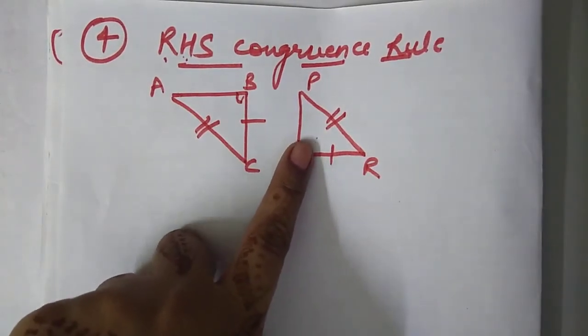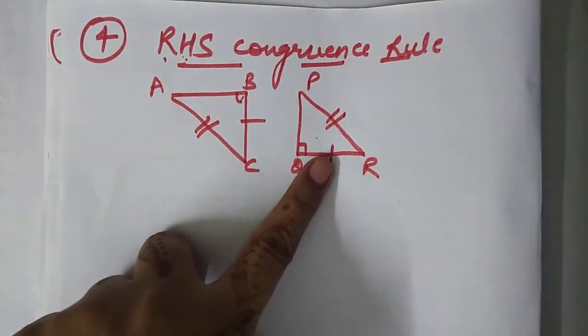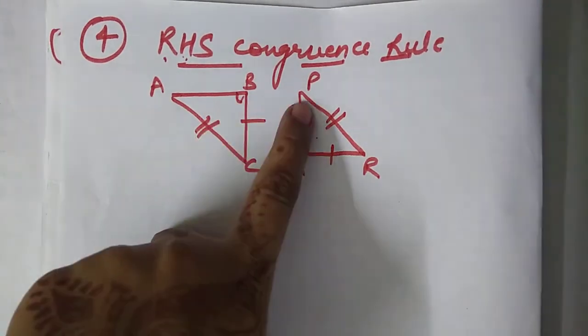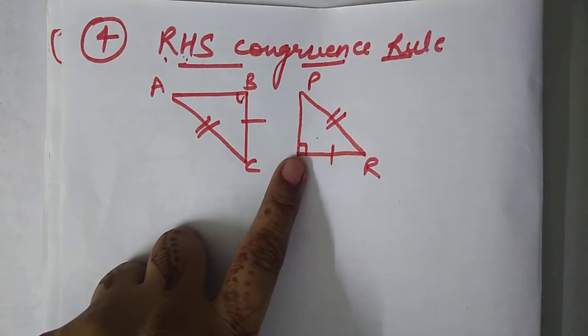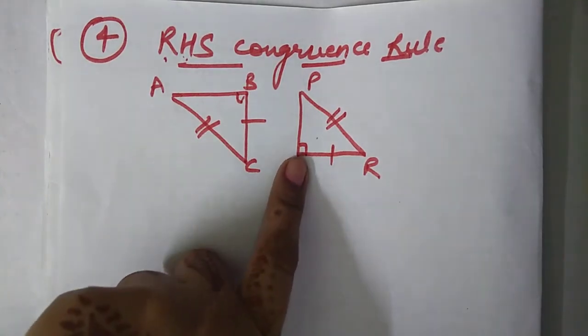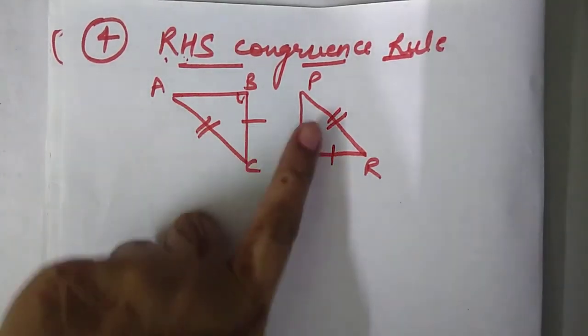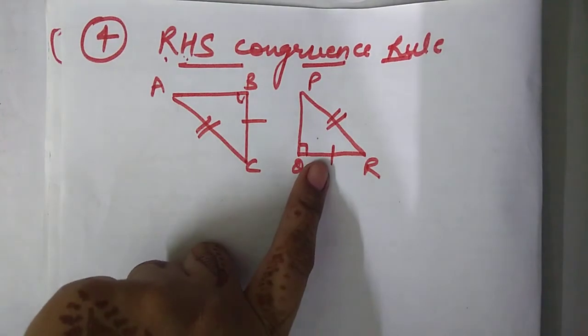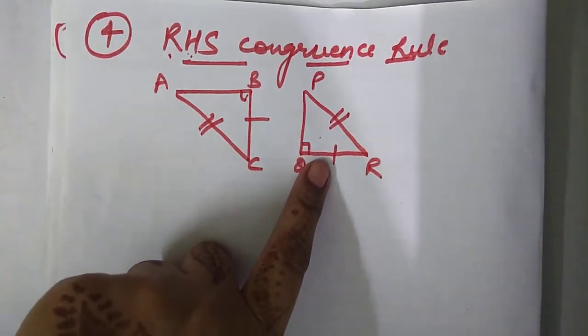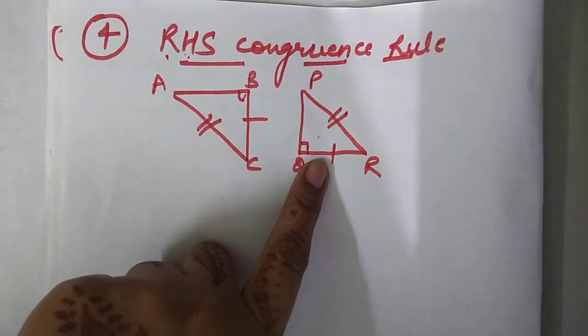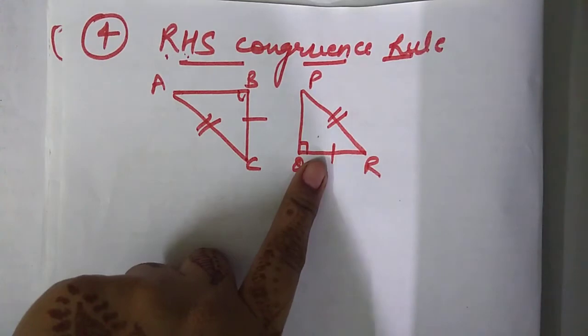these two right angled triangles are congruent if the hypotenuse, the side opposite to 90 degrees, and a leg of one of the triangles are equal. It means any of the sides other than the hypotenuse is equal to the corresponding leg of the other triangle and the hypotenuses are equal. Okay, then we can say they are congruent by RHS rule.